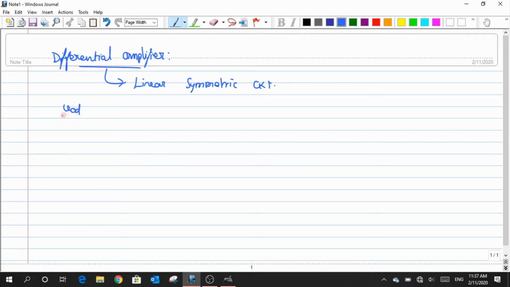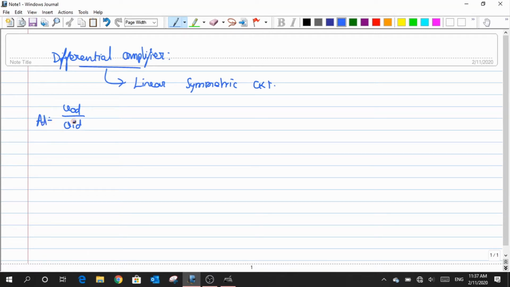In the last class we have been discussing this differential amplifier. During this discussion, we always considered that the diff amp was a linear symmetric circuit, and based on this, we tried to evaluate a few parameters. One was VOD by VID, which is nothing but the differential gain, right?